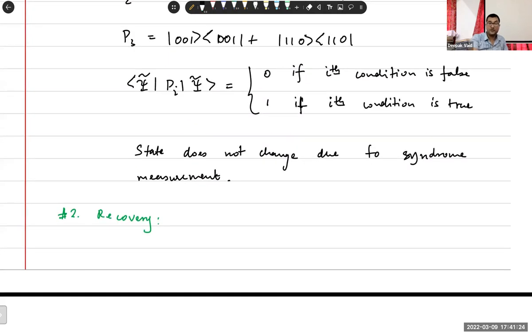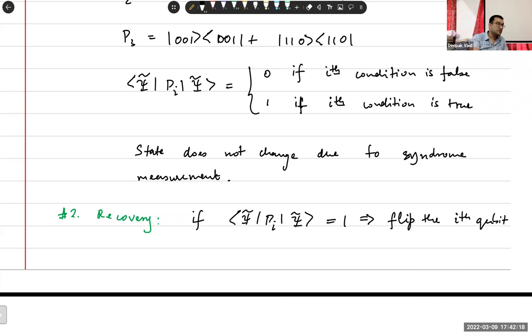Right? So the recovery procedure is relatively straightforward. It's that depending on your error syndrome, your error syndrome tells you what has happened, right? So if you find that this expectation value is equal to 1, this implies that you flip the ith qubit and that will correct your state. Okay, and we will see why this doesn't affect the state itself. Okay, we'll look at the circuit in a little bit. And so this procedure works perfectly, provided that bit flips occur only on one or none of the qubits. In the event that you have more than one bit flip, it won't work, right? Okay.